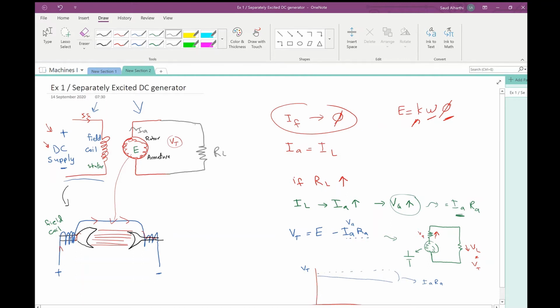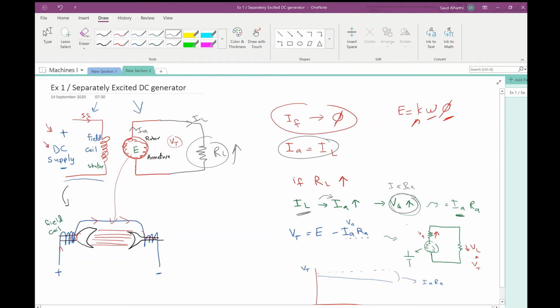I will have armature current and load current. The relation between them is equal, so IA equals IL. If RL increases, if I increase the load, IL by default will increase to meet the increasing load. So IL increases, and since IL equals IA, IA will increase, and by default VA increases, which is IA RA.